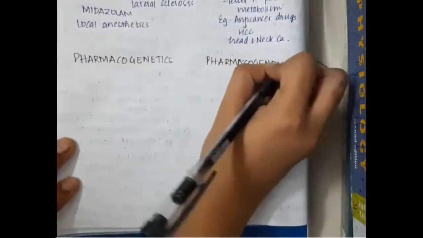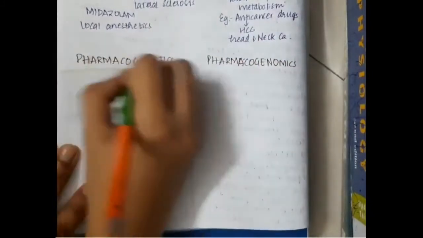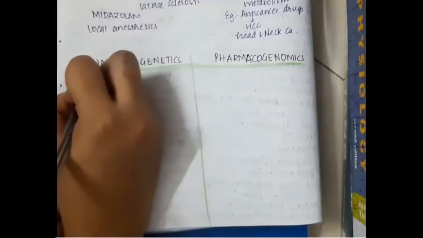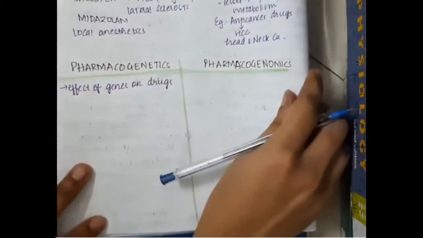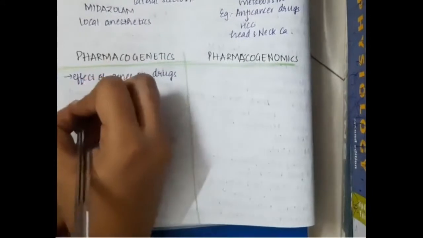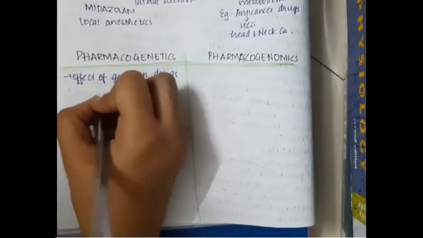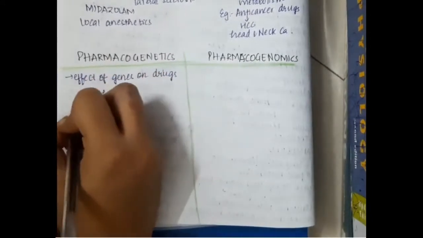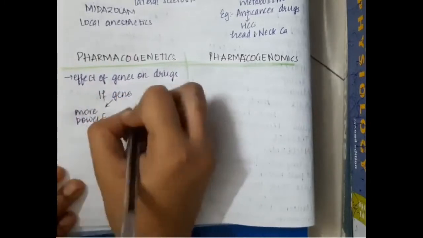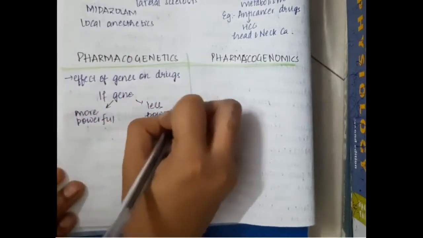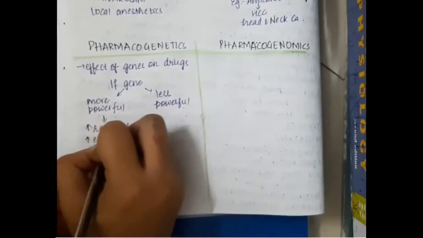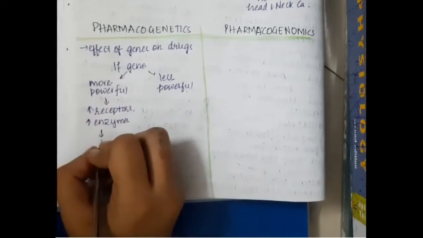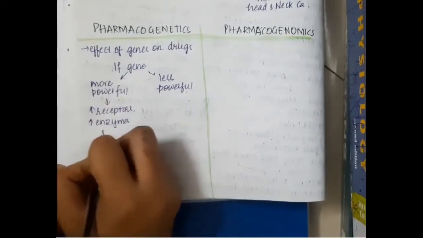First, in pharmacogenetics, we will learn some important points. Pharmacogenetics is the effect of genes on drugs. If you see an example, a gene can be more powerful or less powerful. If the gene is more powerful, it has more receptors and more enzymes, and thus it can cause drug failure.